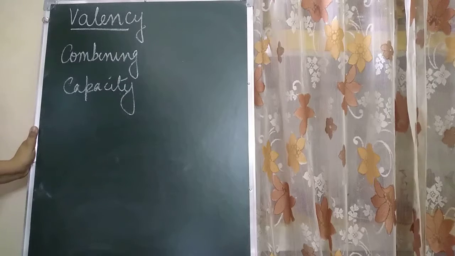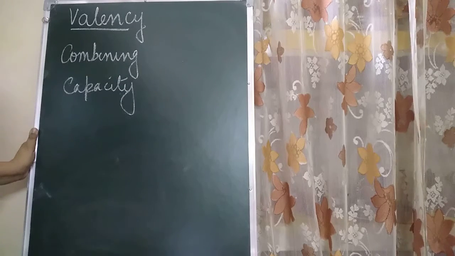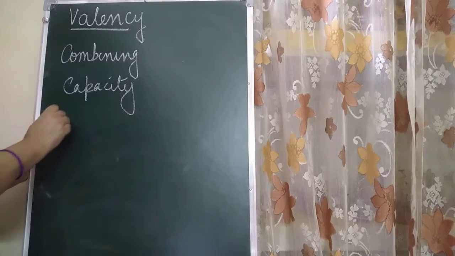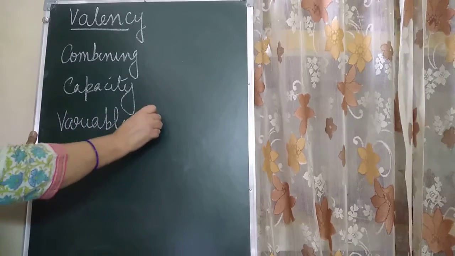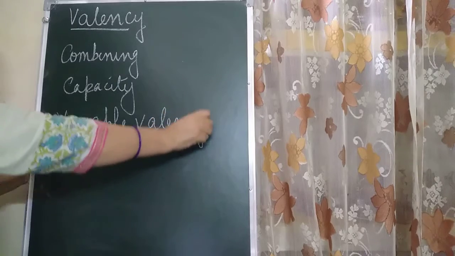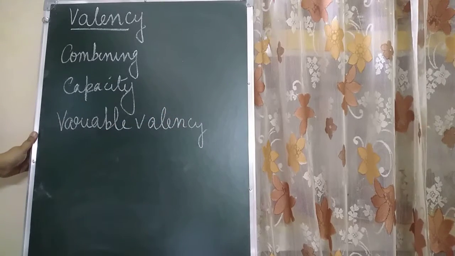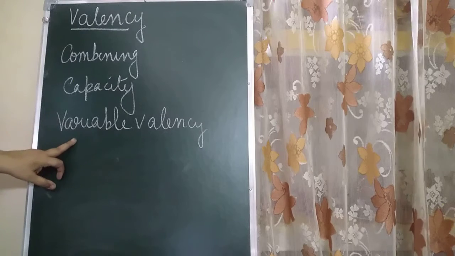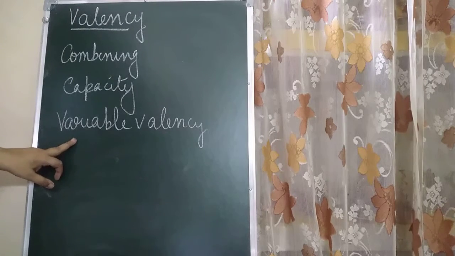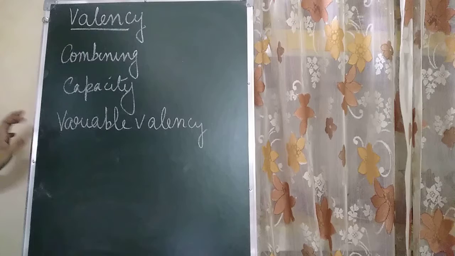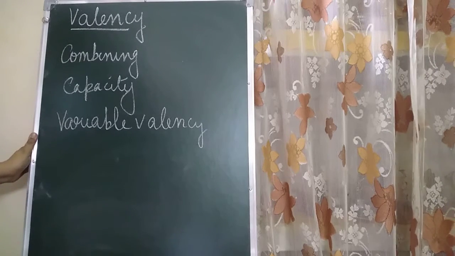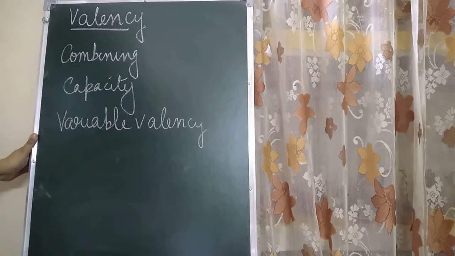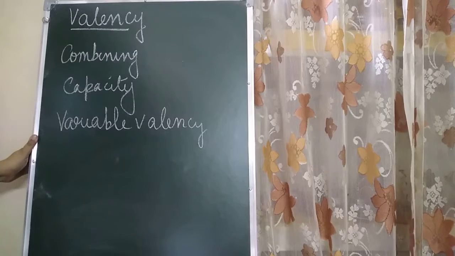We take the valency of hydrogen as 1, children, and there is a variable valency. Variable valency: certain elements show more than one valency, they are known as variable valency, as in the case of nitrogen and sulfur. Sulfur has 2, 4 or 6, nitrogen may have 3 or 5. So these are the variable valency.